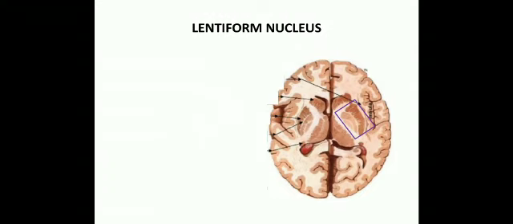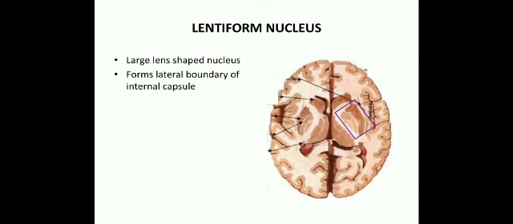Here you can see the lentiform nucleus. As the name indicates, it is a lens-shaped nucleus and it is large in size also. It forms the lateral boundary of the internal capsule. It lies beneath the insula and the claustrum.